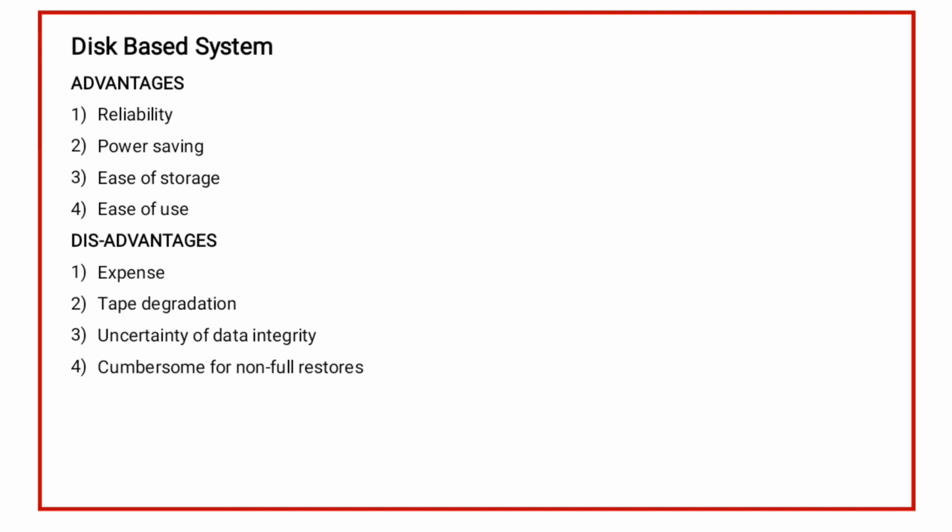Now, what are the advantages of a disk based system? The first is reliability, then power saving, ease of storage, and ease of use. Now, there are a number of drawbacks of a disk based system. One is that it is expensive. Next is tape degradation, uncertainty of data integrity, and fourth is that it is cumbersome for non-full restores. These are the disadvantages of a disk based system.